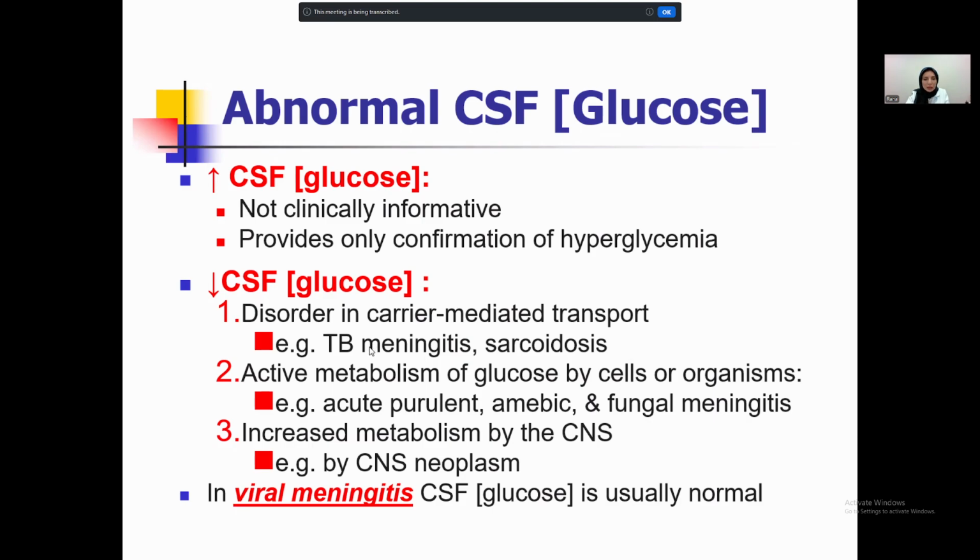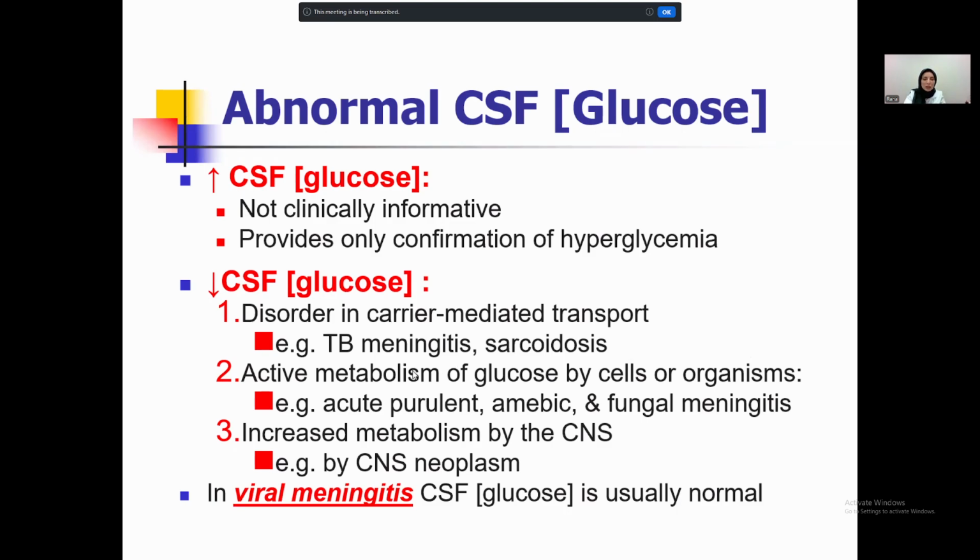Low glucose in CSF is either due to disorders of carrier-mediated transport, which I'll talk about now. Sometimes in TB meningitis or sarcoidosis, the glucose transport will be affected. When we have a problem in carrier-mediated transport, we will not have transportation of the glucose from the blood through the blood-brain barrier to the CSF, so we'll have low glucose. This happens in the case of TB meningitis or sarcoidosis.